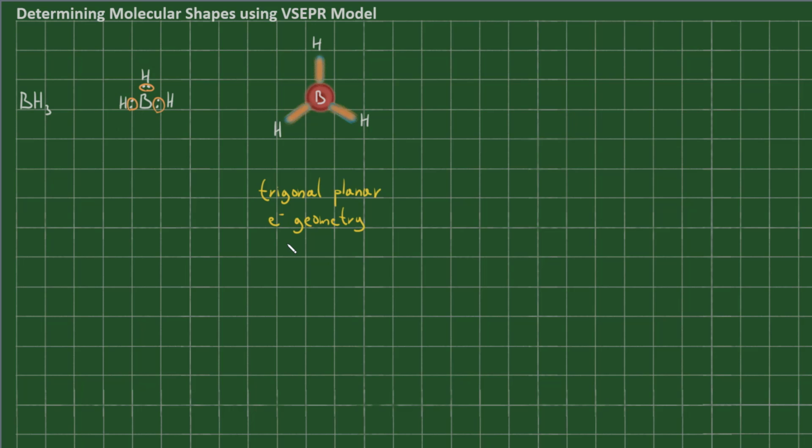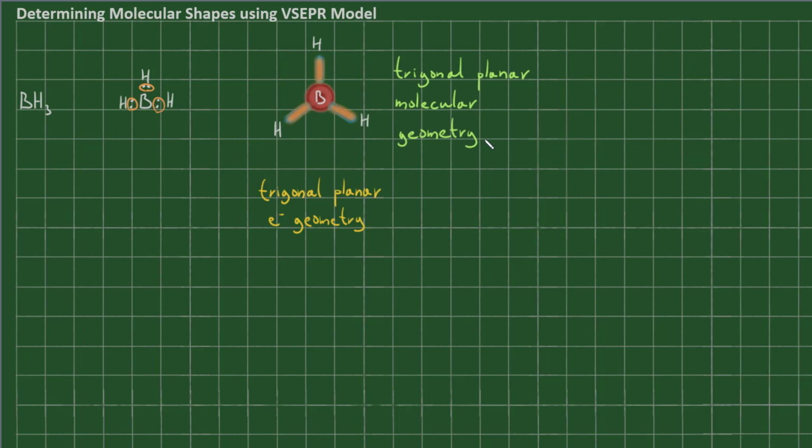What about the molecular geometry of boron trihydride? Well, once again, the atoms are simply following the electron pairs. There are 3 electron pairs around boron, and all 3 electron pairs are bonding electron pairs. And as the atoms follow the bonding pairs, this molecule will be trigonal planar as well.